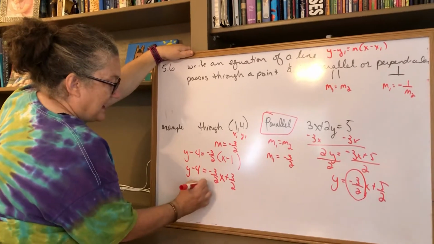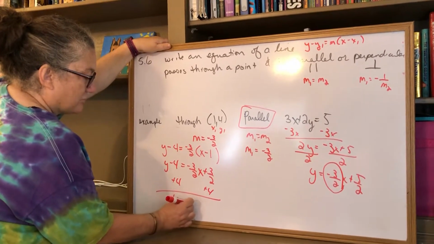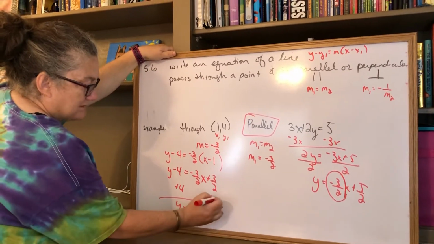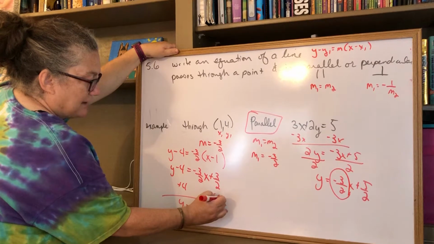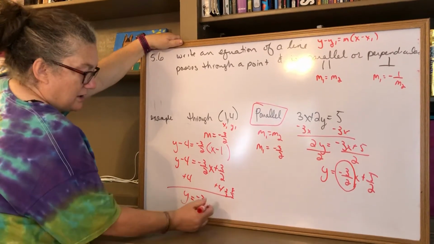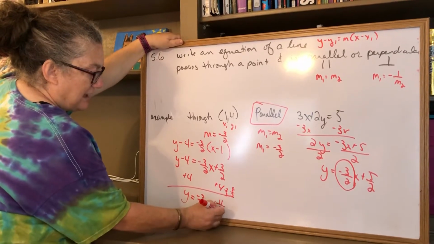I'm going to add 4 to both sides. y equals negative 3 halves x. This would be 4 over 1, so I need to multiply it times 2 over 2 to get 8 over 2. So this would be 3 plus 8, which is plus 11 halves.